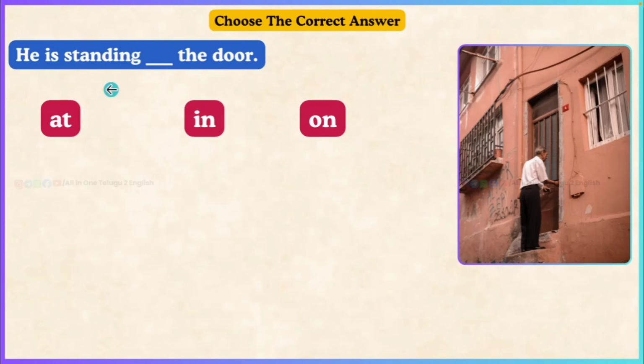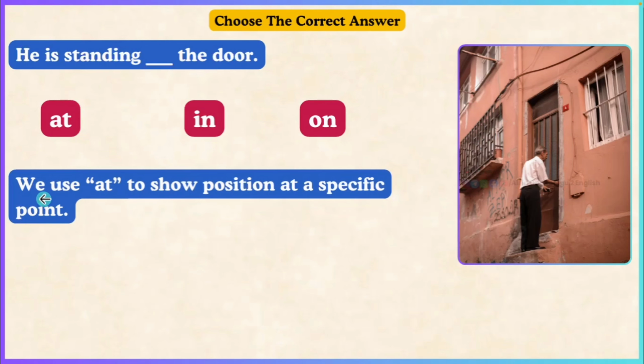He is standing at the door. He is standing in the door. He is standing on the door. We use at. Why? To show position at a specific point. He is standing at the door.